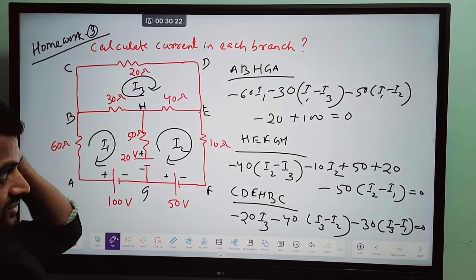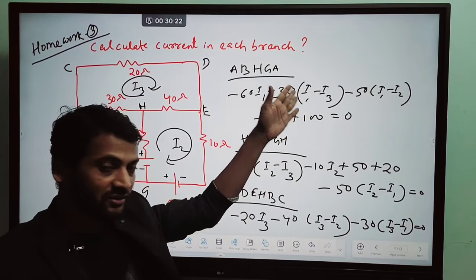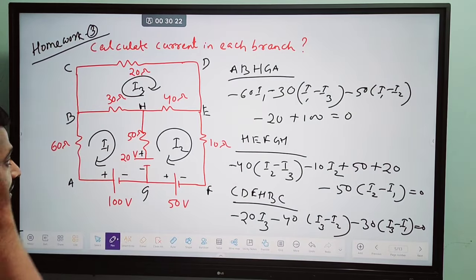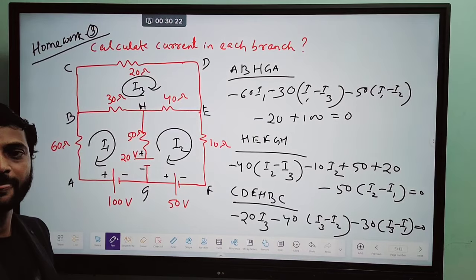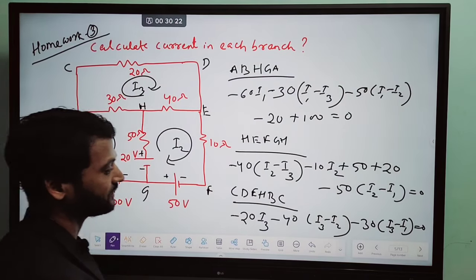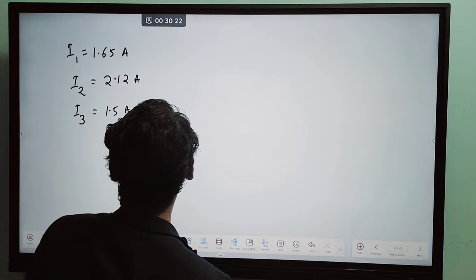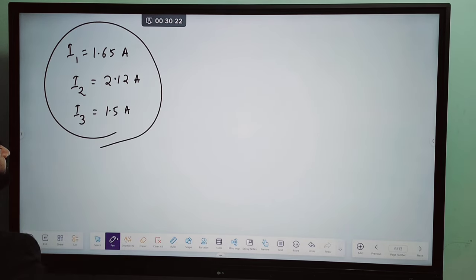I think it is over. So you have 3 equations. By solving these 3 equations, you can get your answers I1, I2, and I3. ठीक है? देखो ये answer, cross check करो.